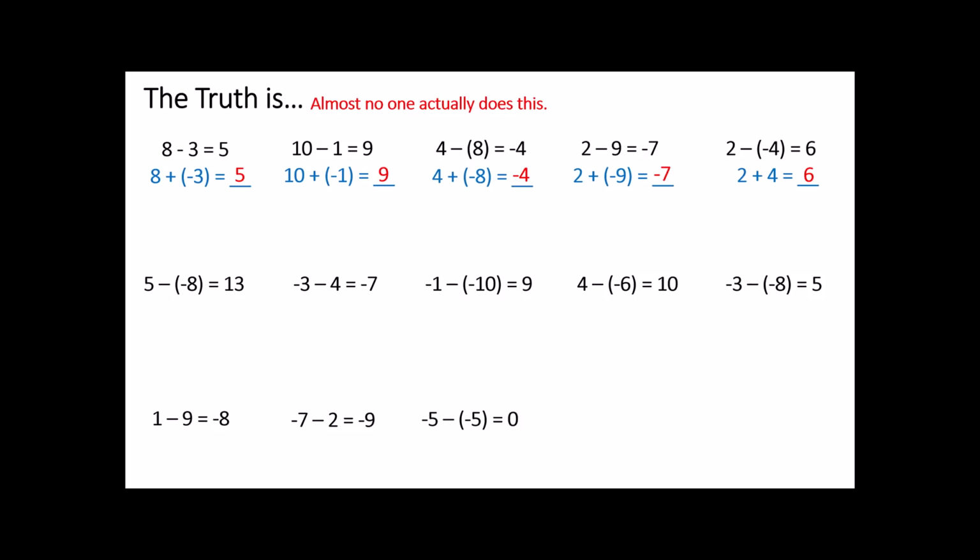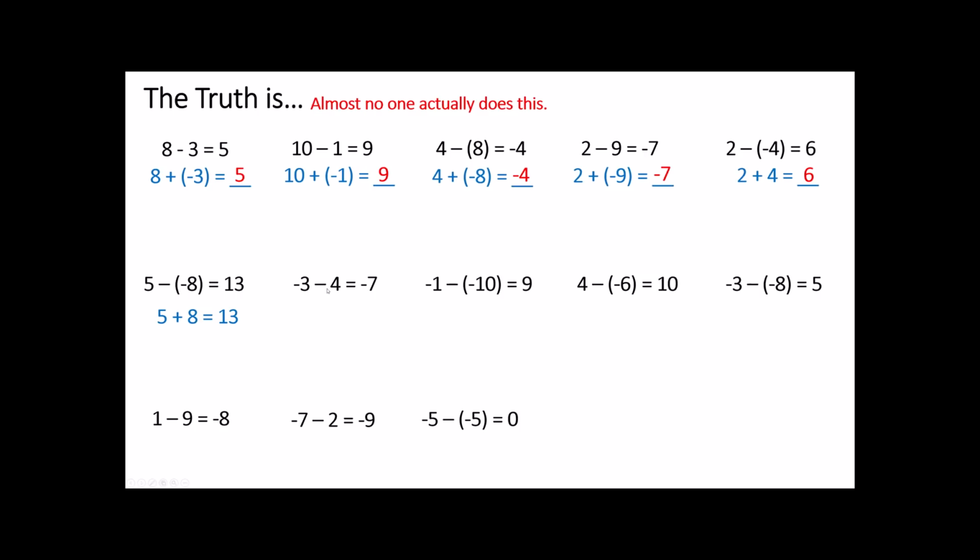very, very few mathematicians will actually do that. Instead, they will do the equivalent addition problem. They're not going to do minus 3. They're going to rewrite the problem as plus negative 3 and work it out. So when I come down here and I say 5 minus negative 8 equals 13, instead of 5 minus negative 8, what do you think most mathematicians are going to do? They're going to do 5 plus 8 and get a 13.